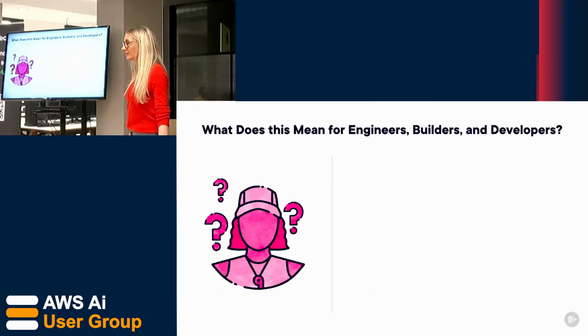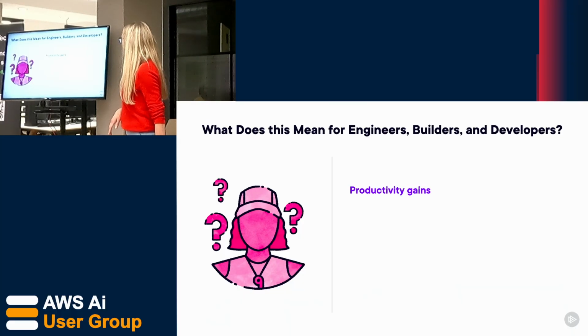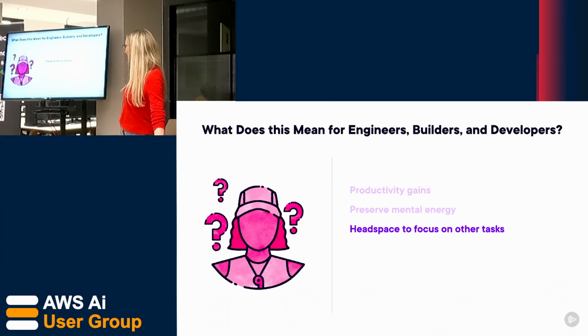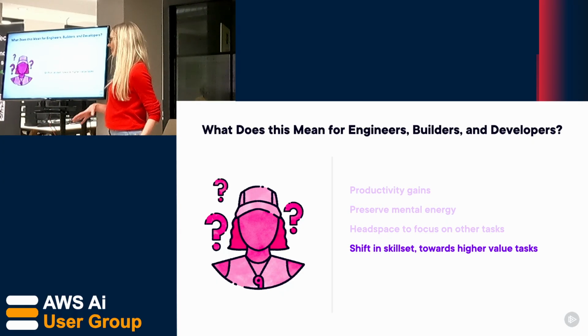So for me, I think that tech roles are definitely changing, and they will continue to change over the next 2, 3, 4, 5 years. I do think that what this means for us at the moment is that there's a lot to benefit from: productivity gains, preserving our mental energy, giving us headspace to focus on more strategic work, other tasks, things that we never feel like we've got time to do. And really that shift in skill set towards higher value tasks.